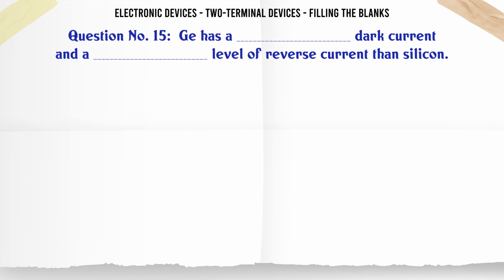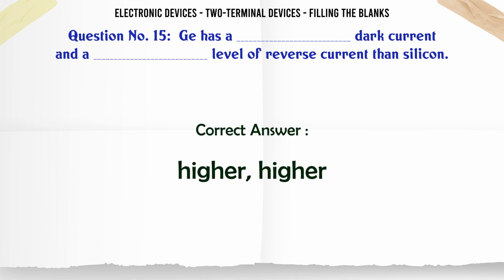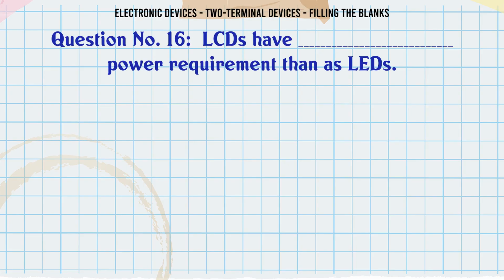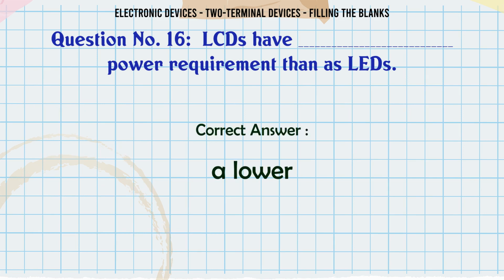Germanium has a ___ dark current and a ___ level of reverse current than silicon. A, higher, lower; B, higher; C, lower, higher; D, lower. The correct answer is higher. LCDs have ___ power requirements than LEDs. A, lower; B, higher; C, the same; D, none of the above. The correct answer is lower.